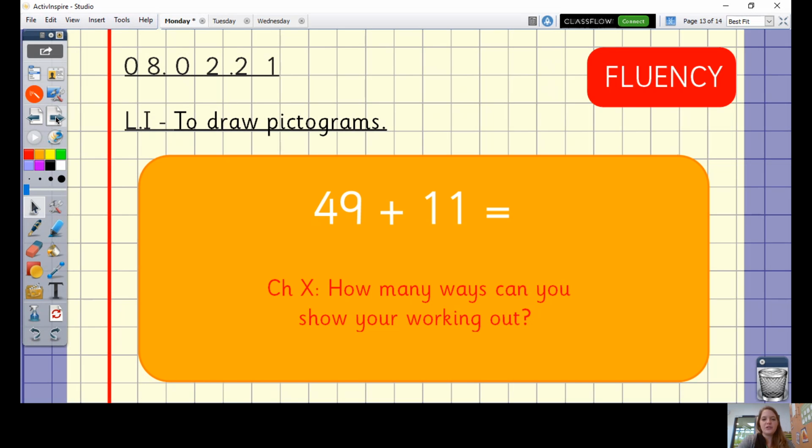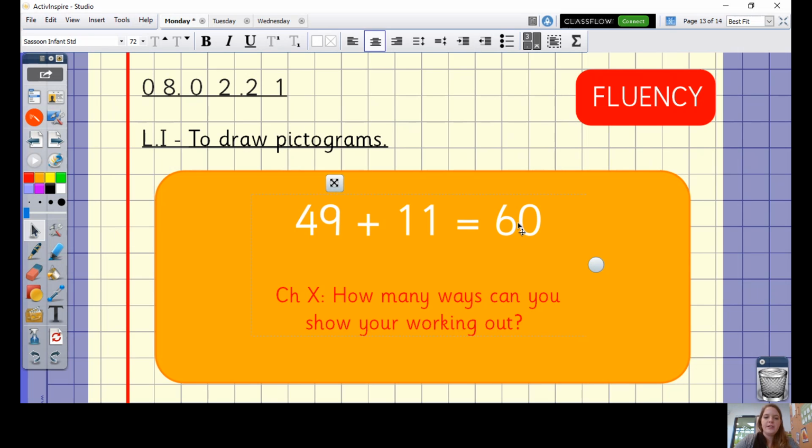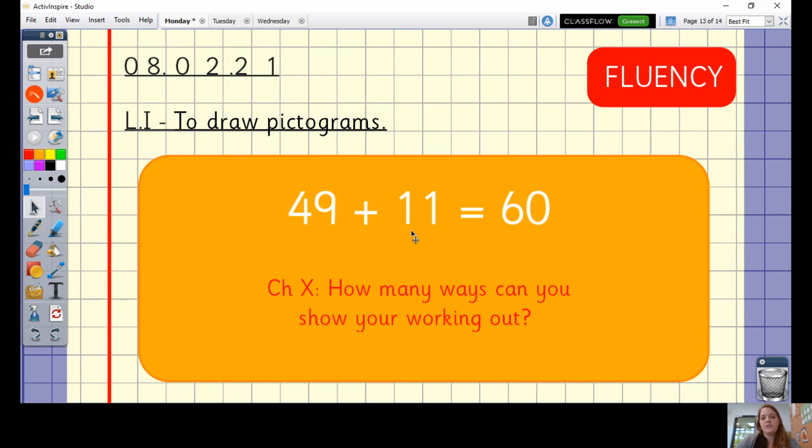Okay, so the answer to 49 add 11 is 60. And I know that because 4 10s add 1 10 equals 50. So 40 add 10 equals 50. And 9 and 1 using my number bonds equals 10. And 50 add 10 equals 60.